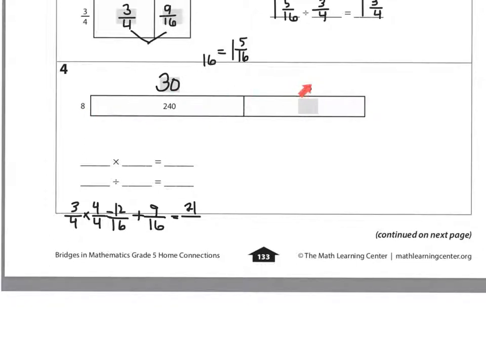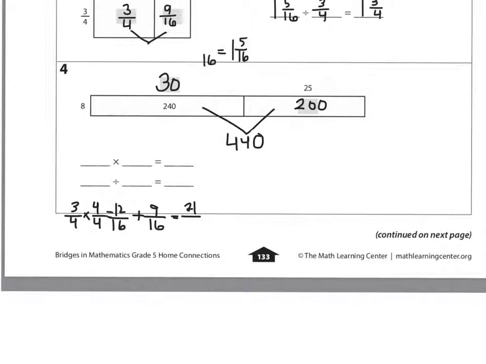And then 8 times 25. I can think of quarters. I know that 8 quarters is $2. So this blank right here must be 200. If I add up 240 plus 200, that's 440.